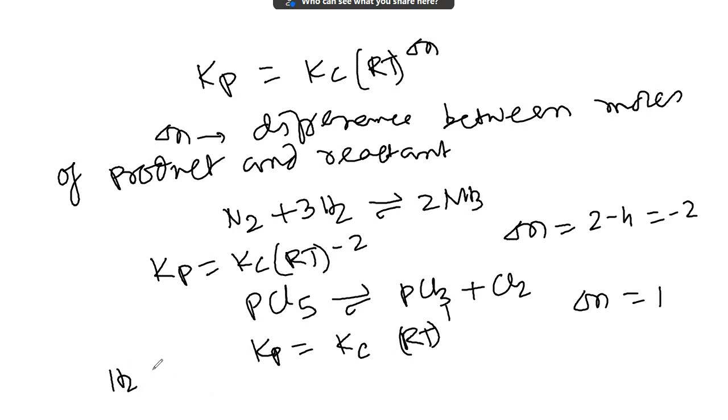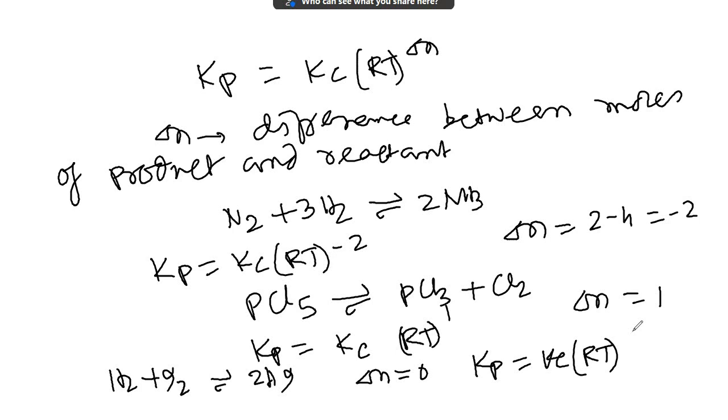For the reaction, moles of reactant is 2, product is 2. Del n is equal to 0. Hence Kp is equal to Kc (RT) to the power 2 minus 2, that is 0. Anything to the power 0 is 1. So Kp is equal to Kc. Hence, for a particular reaction, when moles of product and reactant are the same, Kp is equal to Kc.